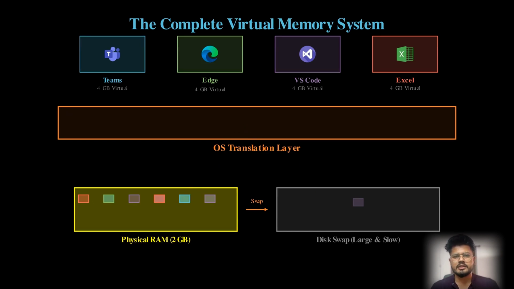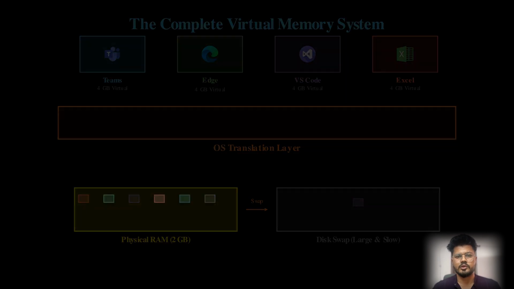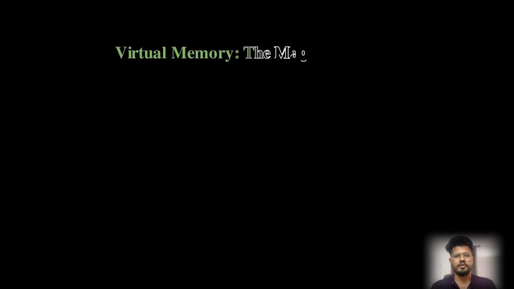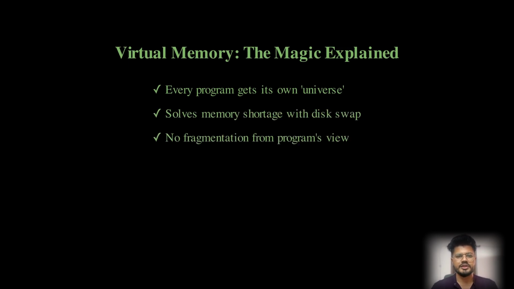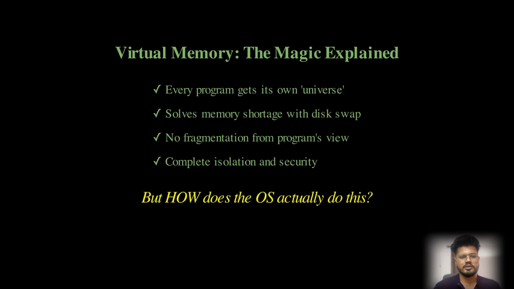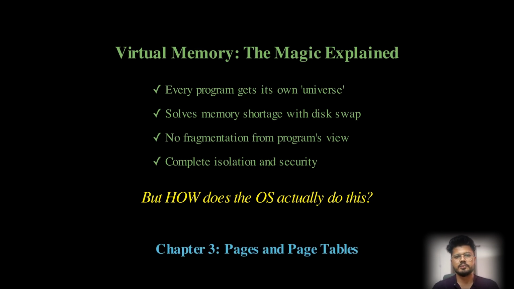Finally, let's summarize what we got from this magical idea. Every program gets its own universe, and it solves the memory shortage problem. There will be no fragmentation, as we have the map in between, so we utilize the memory efficiently. The last benefit is that we are isolating the programs from each other, so they will not interfere with each other.